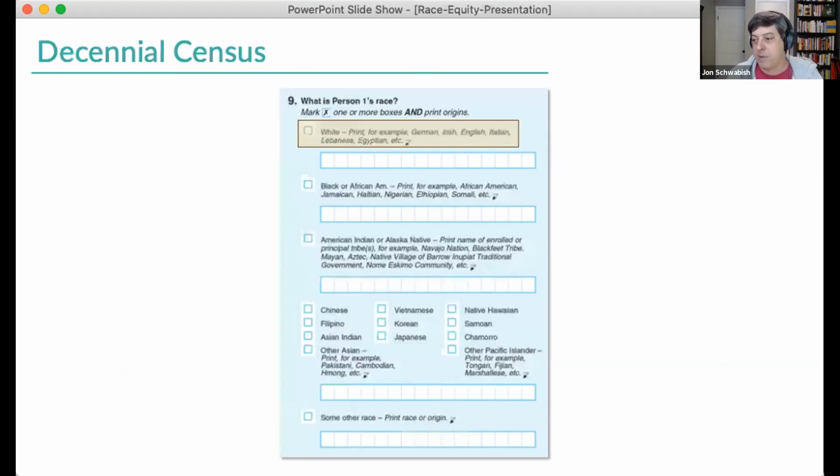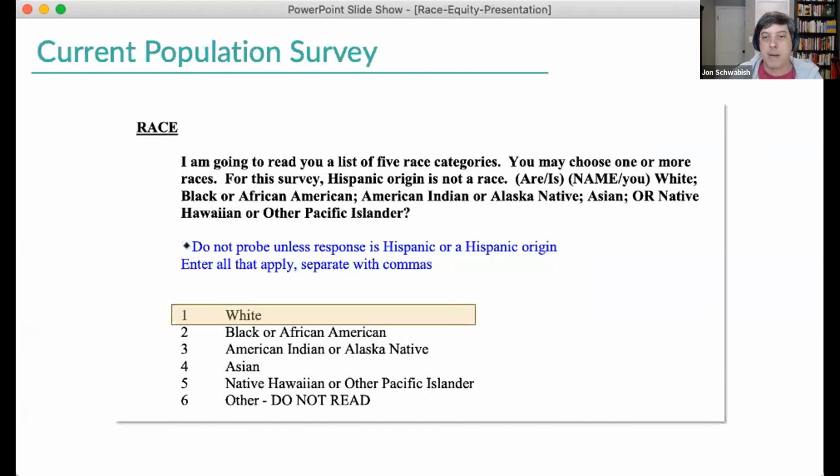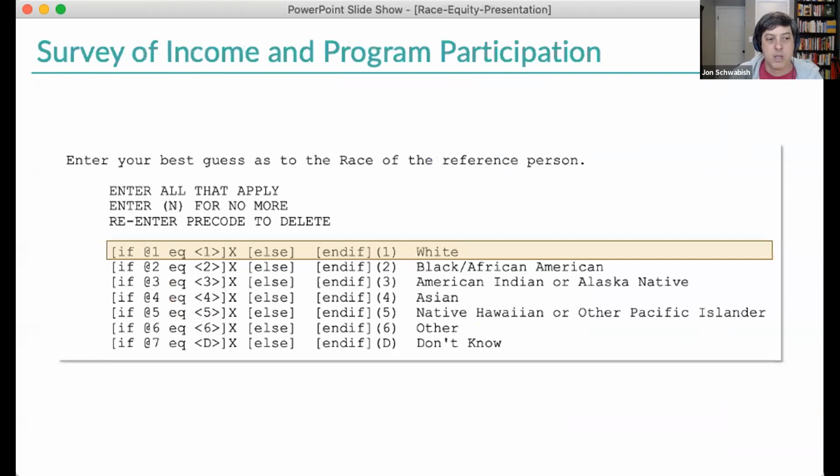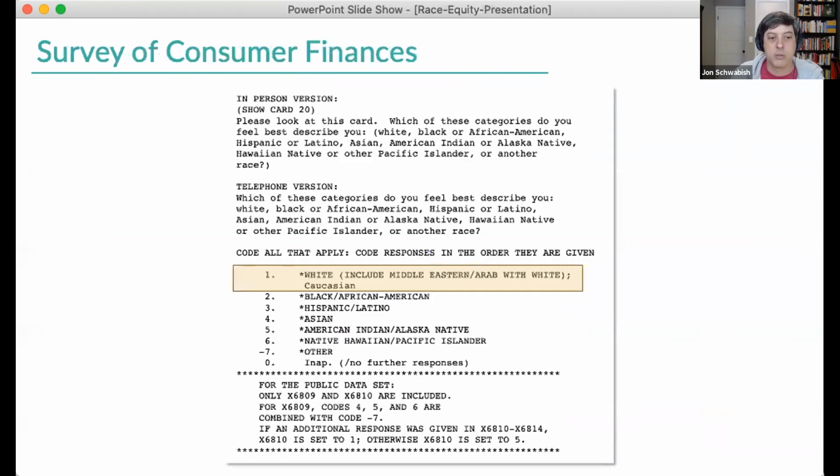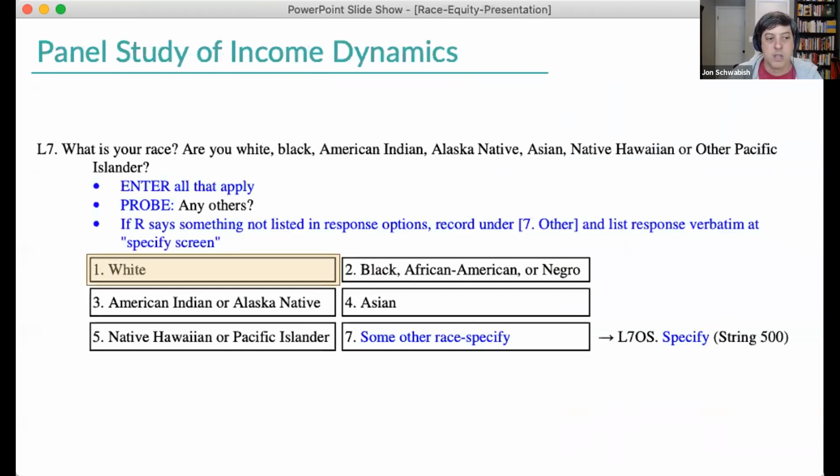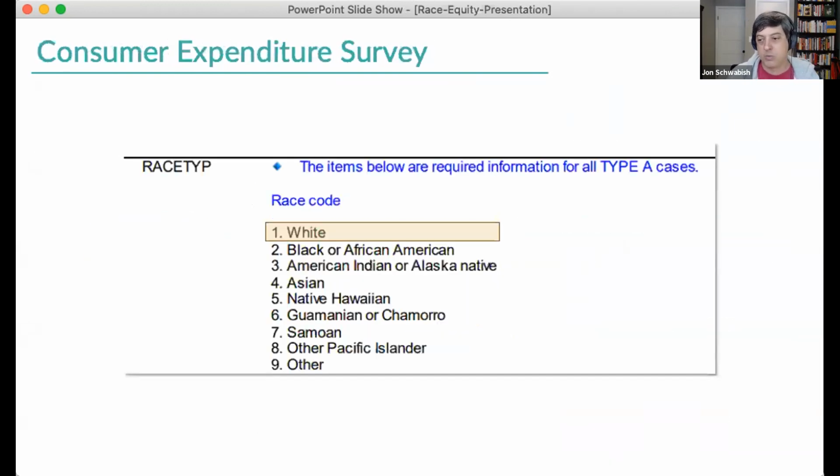Now, you may have already picked up on this, but let me click back through each of these surveys and show you the first option in each of these questions. So decennial census, the first option is white. Current population survey, the first option is white. Survey of income and program participation, first option is white. Survey of consumer finances, first option is white. Panel study of income dynamics, first option is white. CES, first option is white. In all of these surveys, the first option is white.